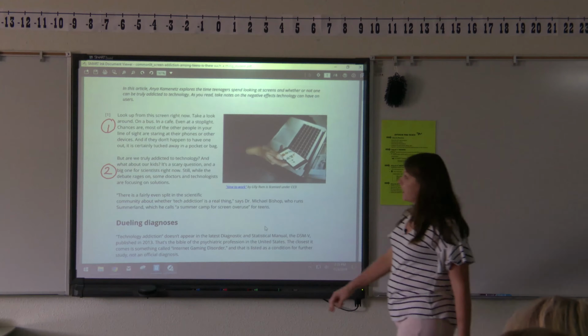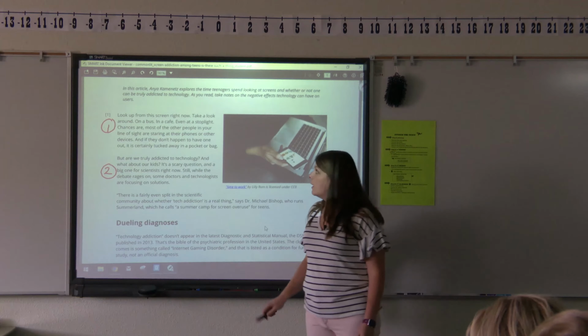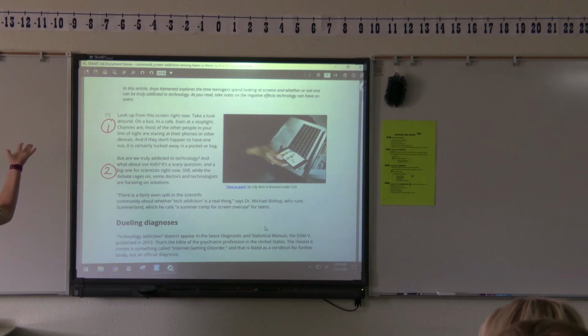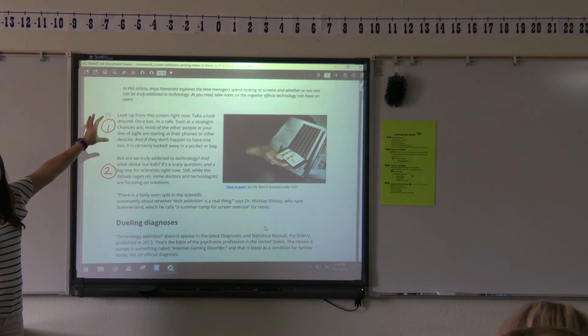So on the first paragraph of this, my number 1, I would read this. Screen right now, take a look around on a bus, in a cafe, even at a stoplight. Chances are most of the people in your line of sight are staring at their phones or other devices, and if they don't happen to have one out, it is certainly tucked away in a pocket or a bag. So what might be an option, and we could summarize this very short, that we could write on the left side?